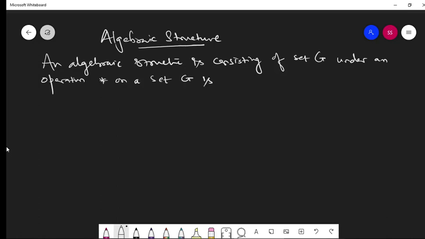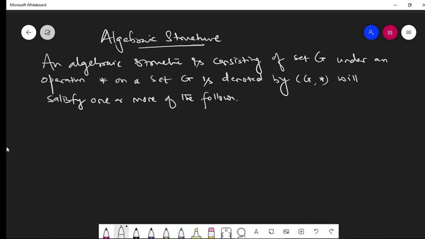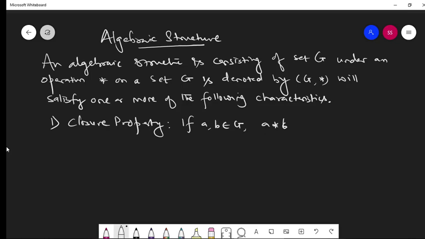It is denoted by (G, asterisk) and will satisfy one or more of the following characteristics. Number one, that is closure property. We will repeat this many times according to the condition. If a, b belong to G, then a asterisk b belongs to G, that is closure property.